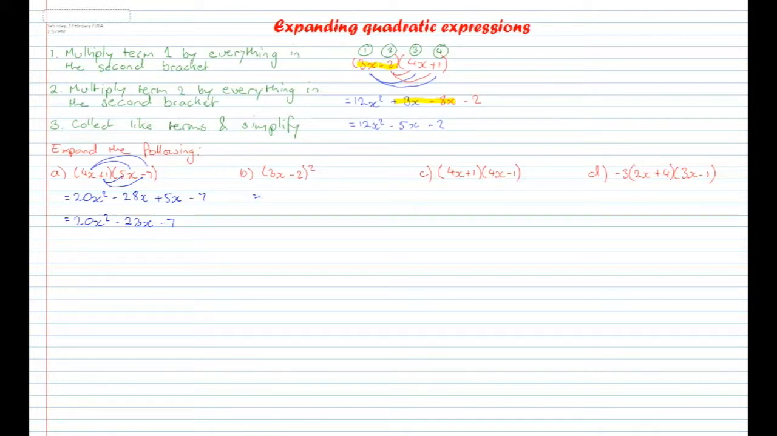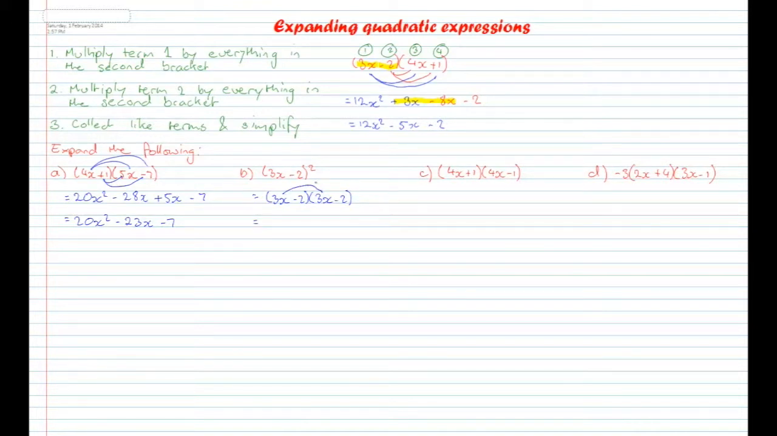Right, expanding the 3x minus 2 squared. What I recommend you do is you just write it out again like this, 3x minus 2, and because we're squaring it, write it out again like such, because what it's saying is that times itself. So it's just rewritten out differently. And of course you go through the same method again.